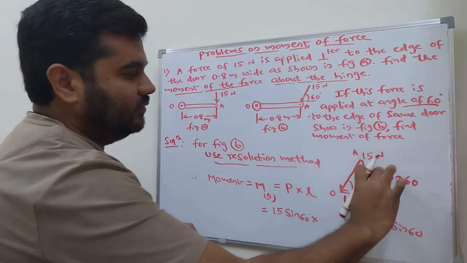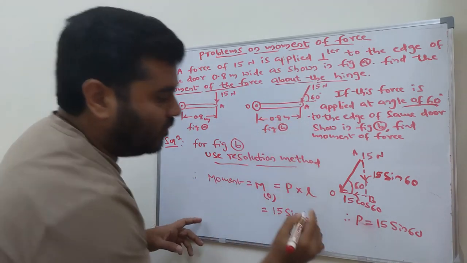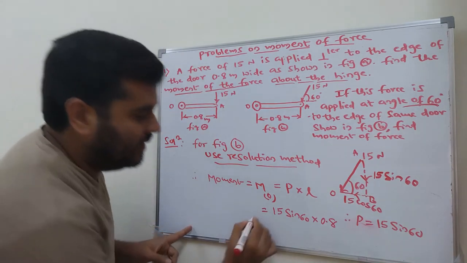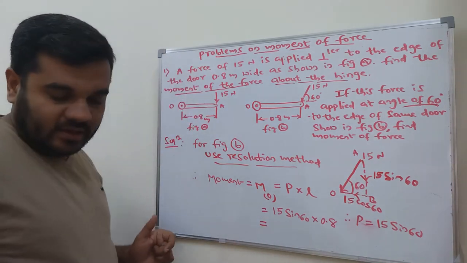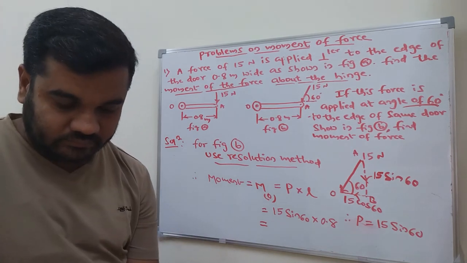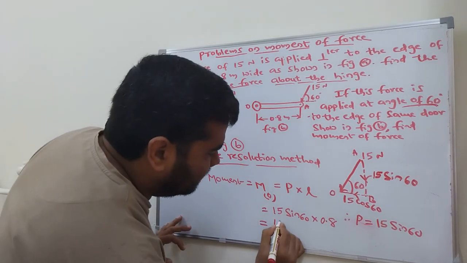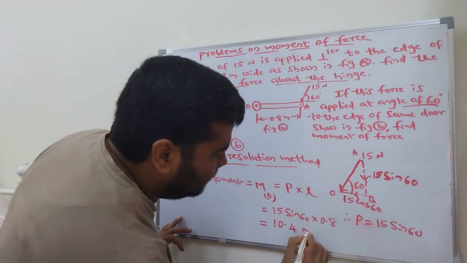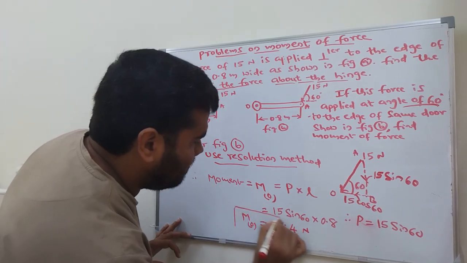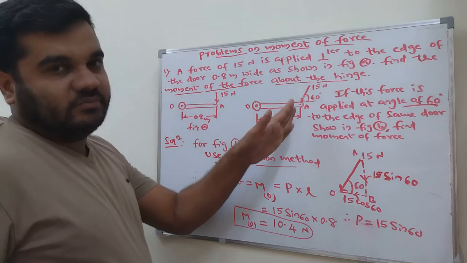15 sine 60 multiplied by the perpendicular distance, which is 0.8. This is 10.4 Newton meter. That is the moment about O. Okay, so this is one method.